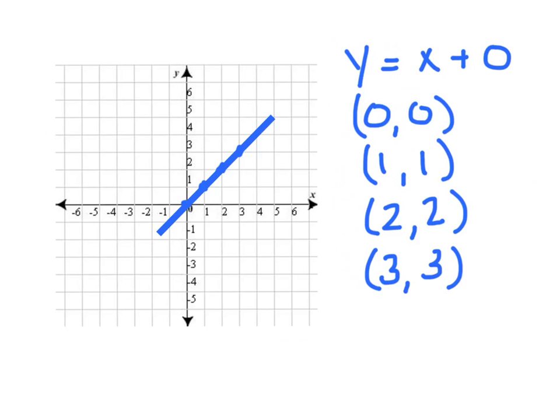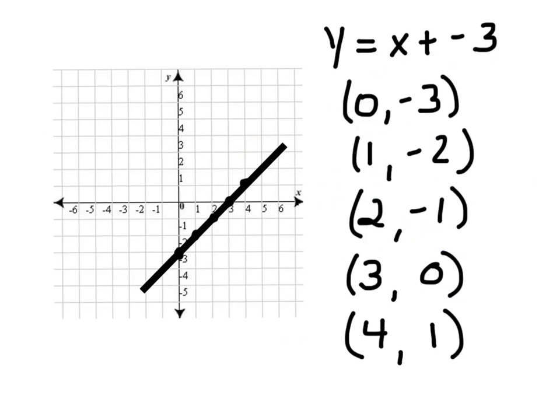This function is y equals x plus 0. And again, I substituted values in for x for our input and got our output and wrote the ordered pairs. And then graphed the function. This is the function y equals x plus negative 3. And again, I have my ordered pairs here, and I graph them on the coordinate plane.